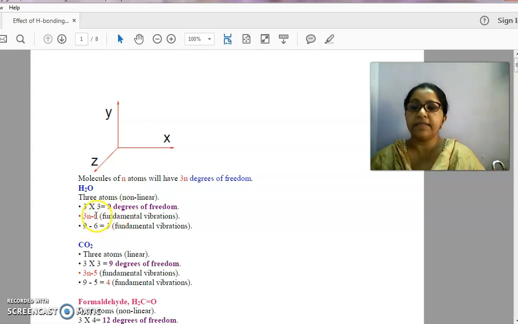Now let's see. If it is H2O, we know it is non-linear. It has 3 atoms, so the degrees of freedom is 3 into 3, which is 9, and we have the formula that thrice n minus 6 is the number of fundamental vibrations. So it is 9 minus 6, which is 3. So in the IR spectra, we expect to see 3 peaks.